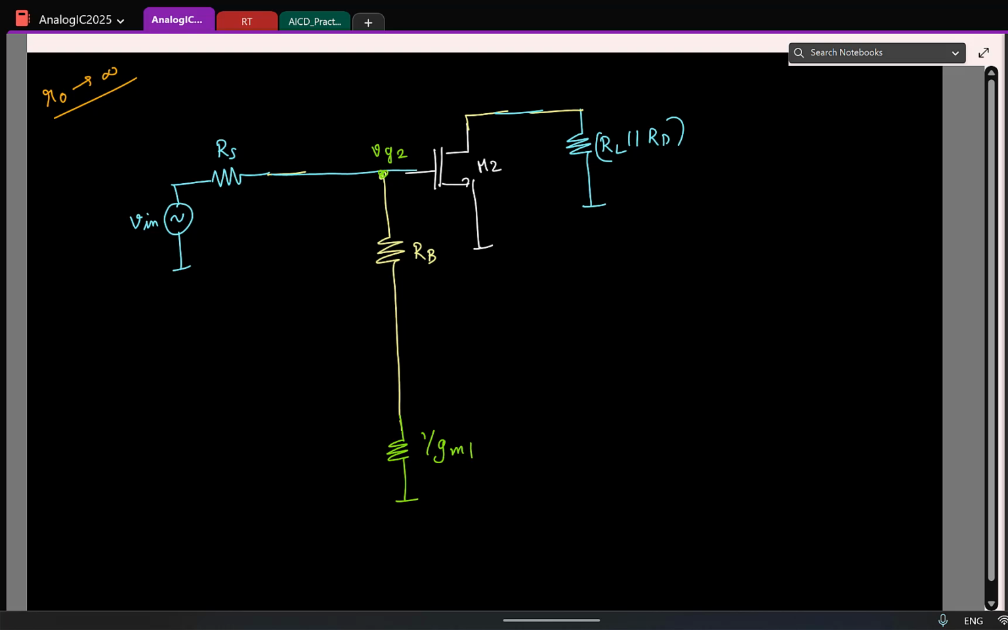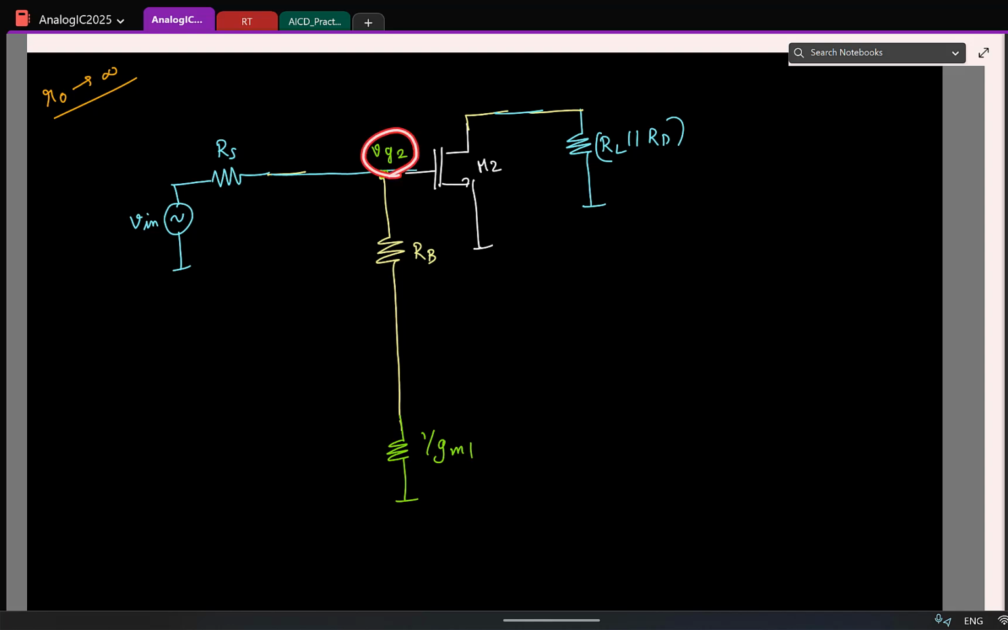Okay, this is okay. Now what is VG2? Small signal VG2 in terms of Vin is (RB plus 1/GM1) divided by (RS plus RB plus 1/GM1). And ideally, how do you want this to be? Approximately equal to Vin.